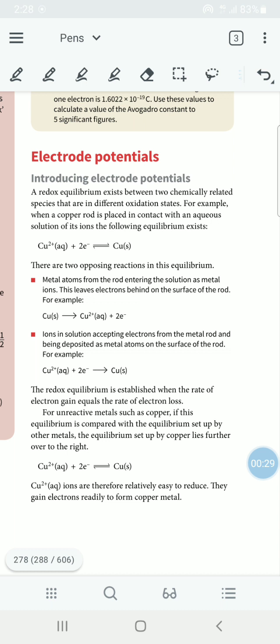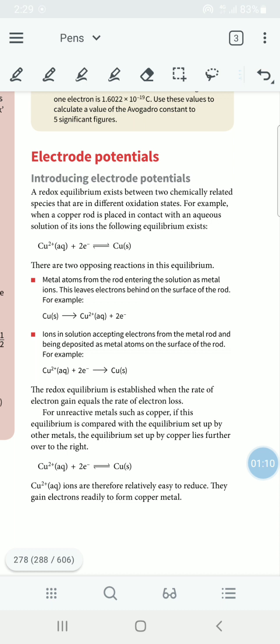Now, if two chemically related species, for example, copper 2 ions and copper, are in different oxidation states, and they are in contact with one another, if a piece of copper metal is placed in contact with copper ions, there will be an equilibrium established between copper ions and copper. So what happens is Cu2 plus will gain 2 electrons to produce copper, and then copper will lose 2 electrons to produce copper ions. So there are two reactions that take place simultaneously.